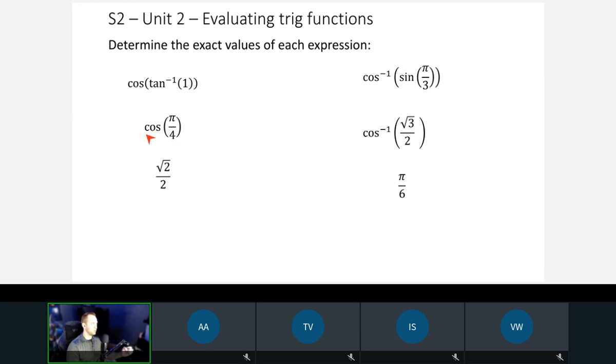And then once you have this, cosine of pi over 4 gives you that. Same thing over here. Do the inside first to get this, and then once you have this, you do the arc cosine of this to get that. You really probably want to use your unit circle to do these, but you can also confirm with your calculator too.